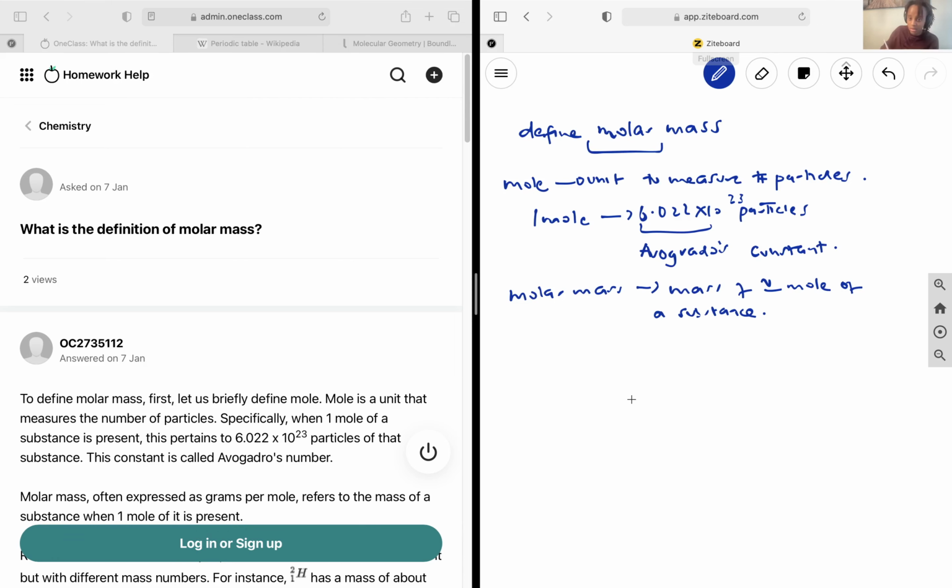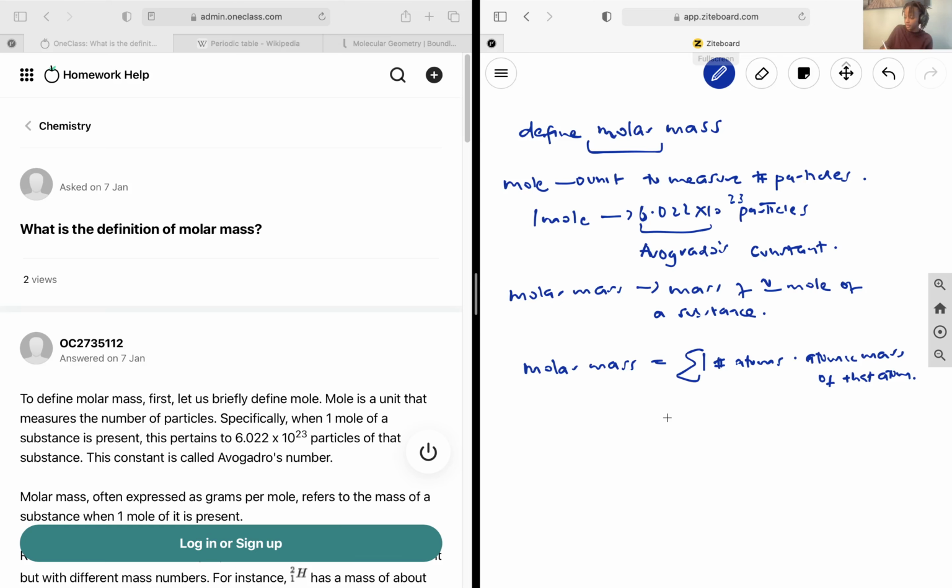A very good example: let's write down the equation for molar mass. It is just equal to the summation of the number of each type of atom multiplied by the atomic mass of that atom.